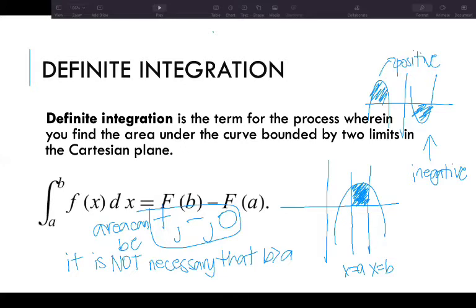So how does the area become zero? The area becomes zero when the curve goes both ways on the given bounds. So we have a part which is positive and we have a part which is negative. If these two are equal, then the area under the curve becomes zero.